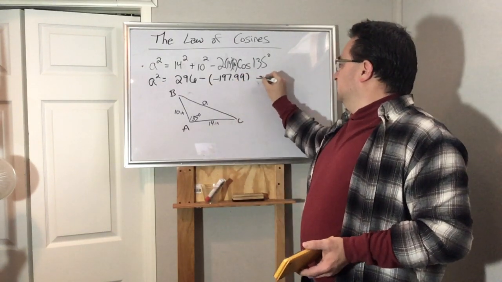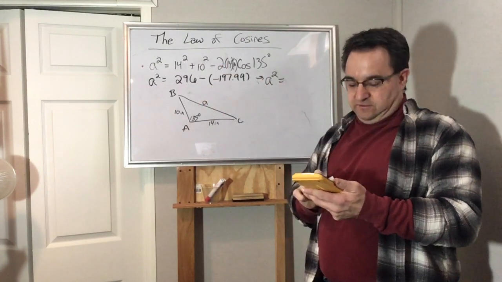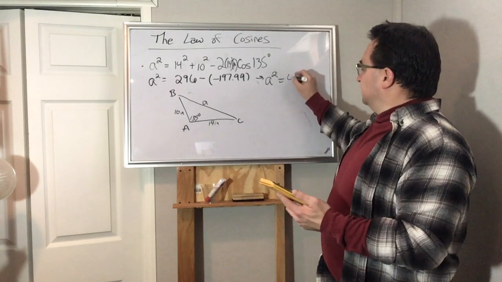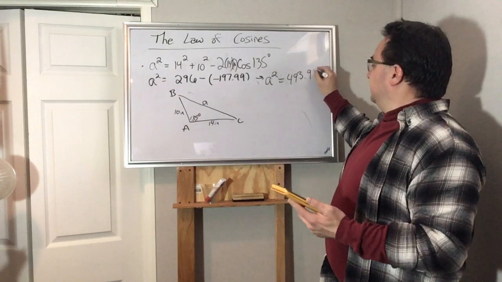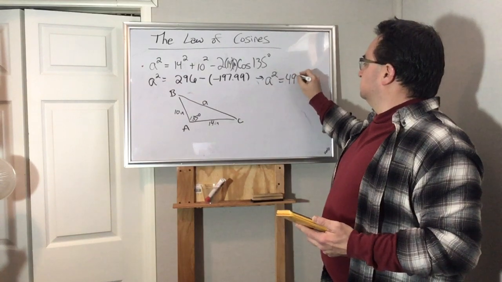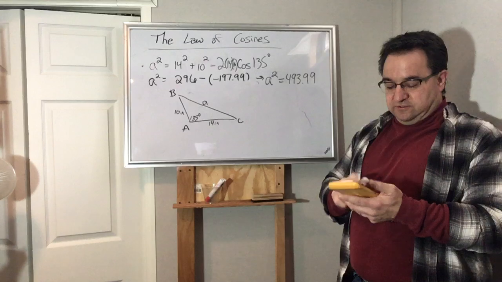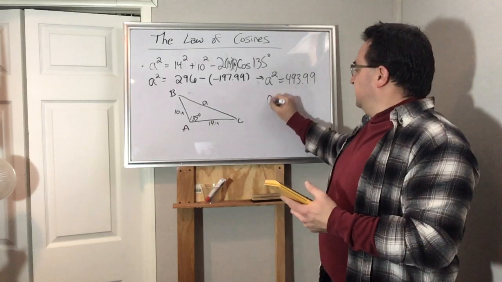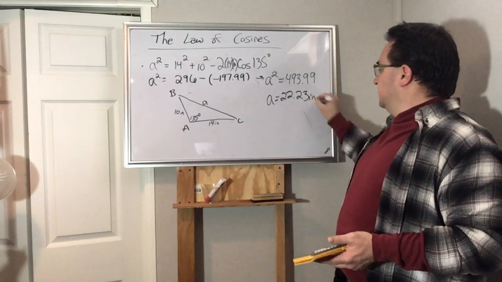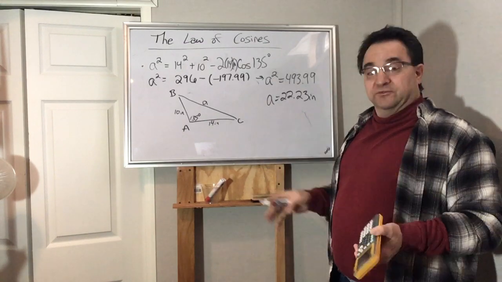So A squared is actually going to be 296 plus that value. So I'm getting 493.99. And now that's A squared, so just at the end you got to square root it. So that would be A is 22.23 inches. All right, so there's our first example with the law of cosines. We'll run through another one.